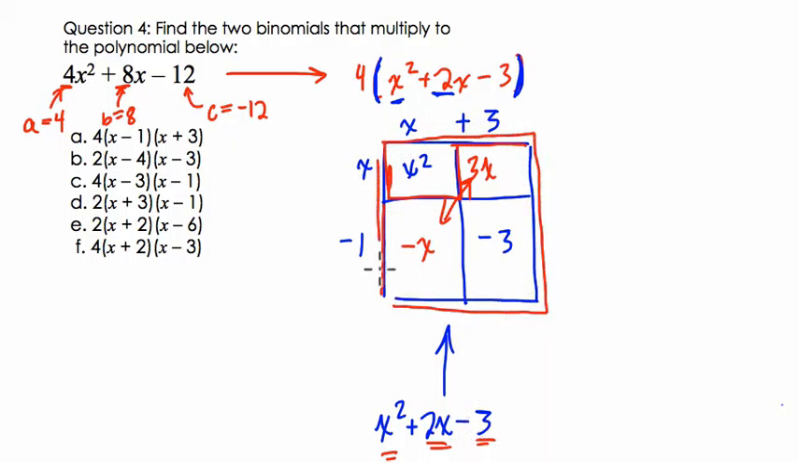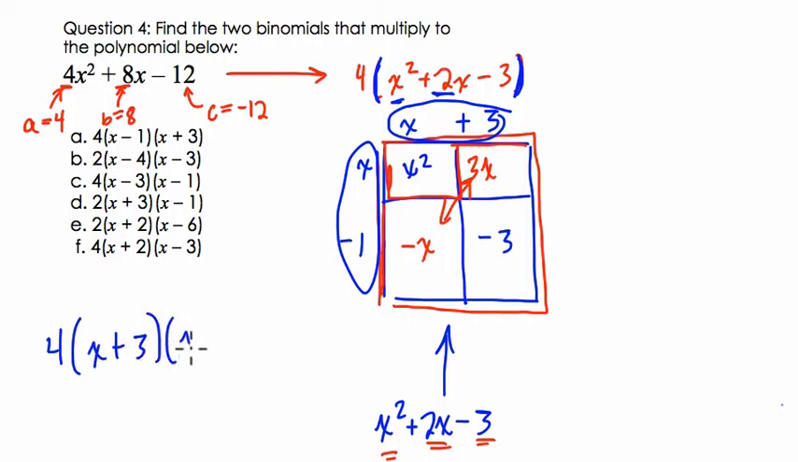And I notice that these two terms add up to the middle value down here, the bx value. Okay, what am I talking about? Well, here, we're trying to factor this trinomial, and we just did it. This side length times this side length are the factors of x squared plus 2x minus 3. So altogether, we still have our 4 there. It factors down to 4 times x plus 3 times x minus 1.